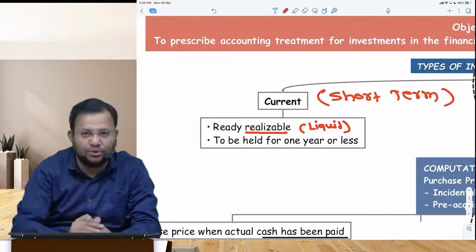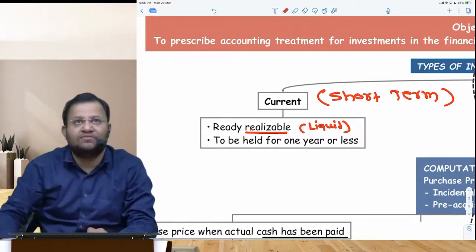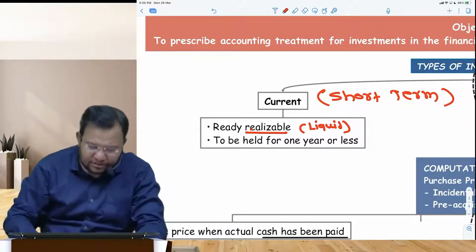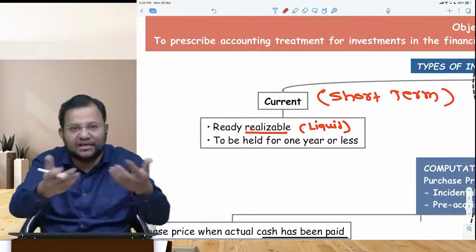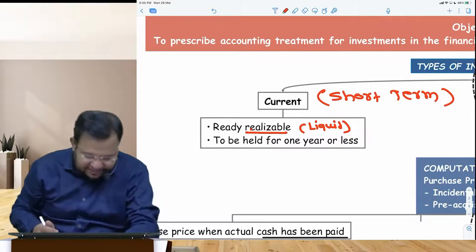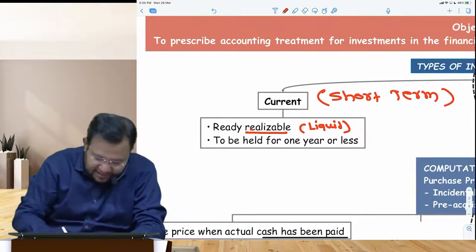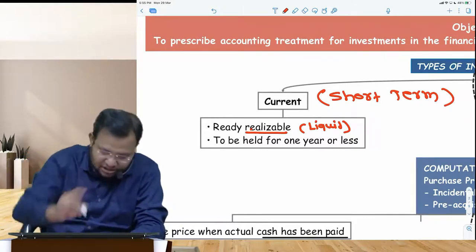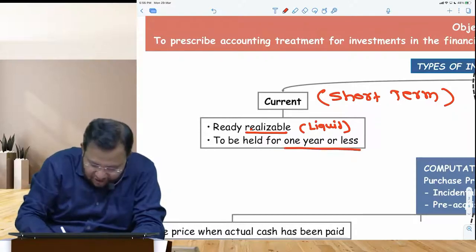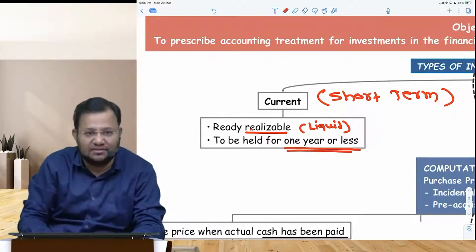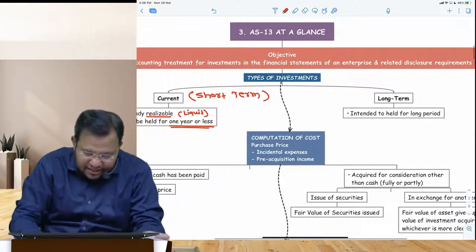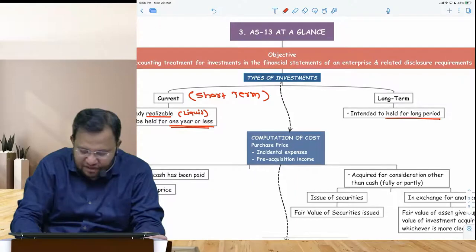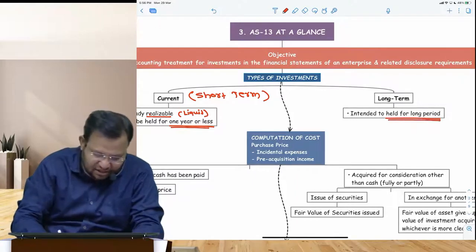Or when you invest in a mutual fund, you get the money in about 4 to 5 days from making an investment. So they are liquid. Readily realizable does not mean within few minutes or within few days. It should be liquid. You should be able to get the money quickly. There is no definition of quickly. And your intention should be to hold them for 1 year or less than 1 year. They are called as current investment. Anything which is intended to be held for longer period than that is called as a long term.